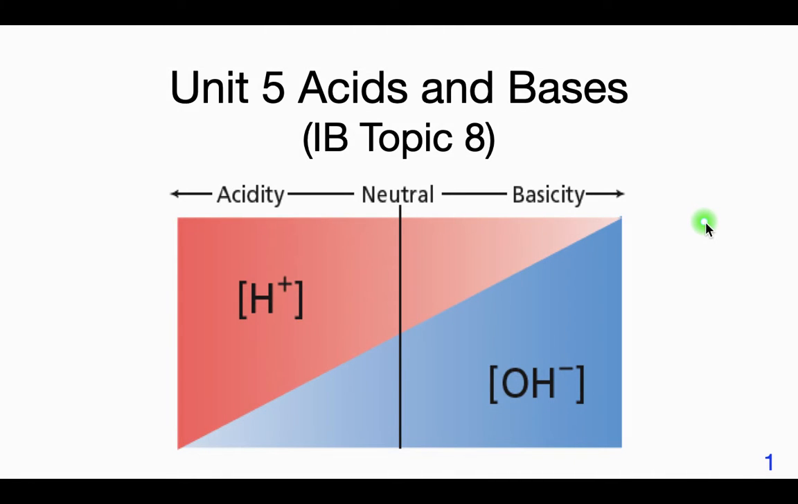Okay, Unit 5, Acids and Bases, IB Topic 8. This is a nice diagram showing the relationship between the hydrogen ion concentration and the hydroxide ion concentration. If they're equal, in the middle here, we have what's called a neutral solution. If we have an excess of hydrogen ions, it's acidic, and basic would be the hydroxide ion. I'll refer back to this diagram later on in the unit when we get to the pH scale.